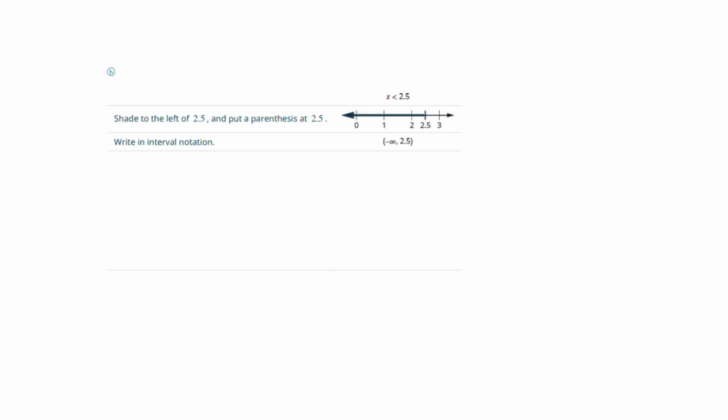Now this next one is saying x is less than 2.5. We don't want to include 2.5, and we would draw it like this. As we're moving up the number line, we're immediately touching the area that we want. So this is called negative infinity on this side. And we would stop at 2.5, but we don't want it, so we gave a parenthesis.